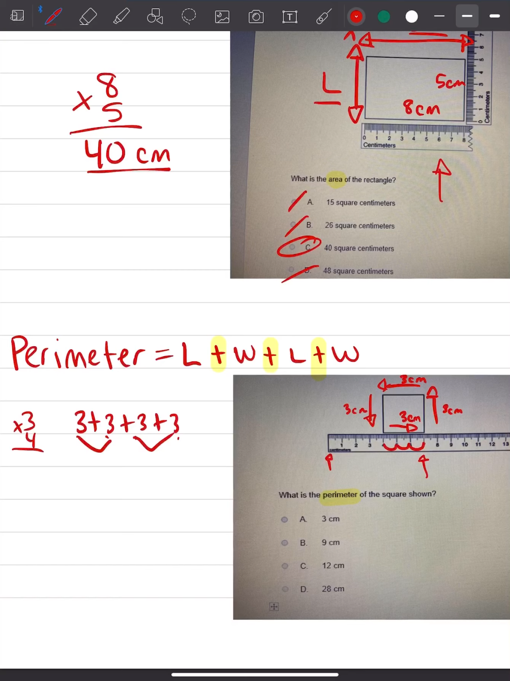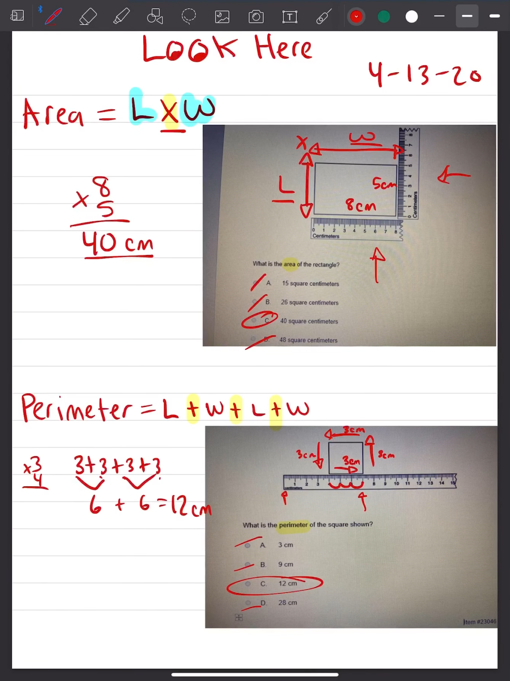So 3 plus 3 is 6. And 3 plus 3 is 6. We add our 6 and 6, we get 12. 12 what? Centimeters. Okay? So that would be our answer here. All right? And this is what you're going to need, guys, for when you get to your independent part of the packet.